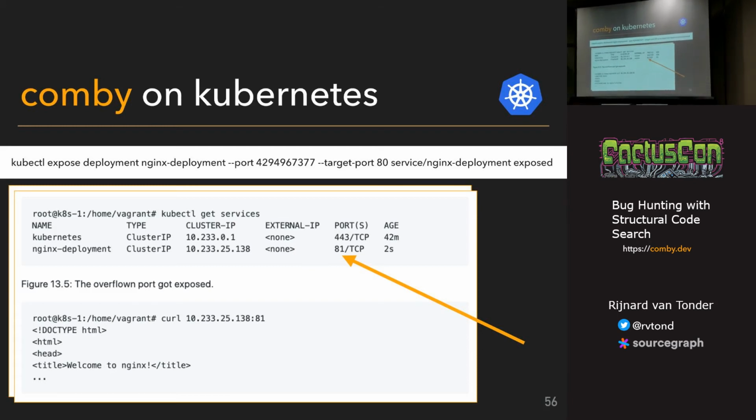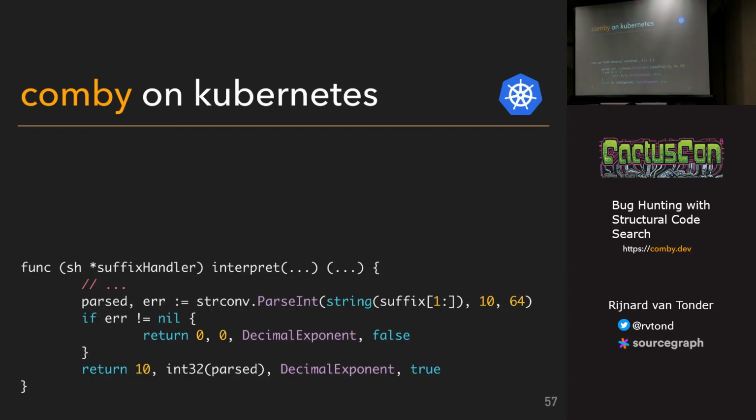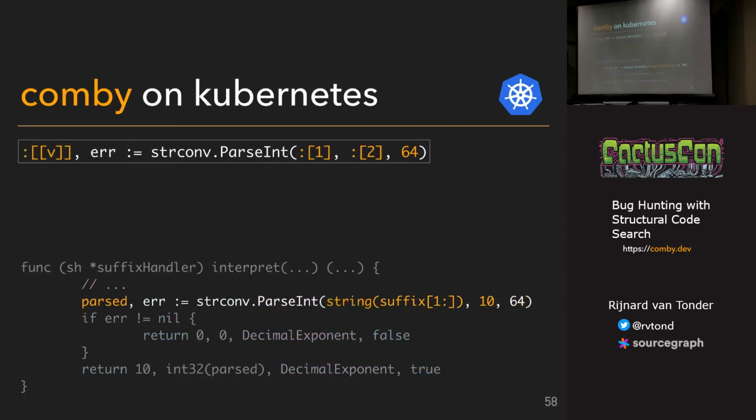So this is the sort of thing you want to avoid, right? It's just not good practice. And so how could we detect a pattern like this using Comby is the next part of what I want to talk about. So we have this function, parseInt. We're particularly interested here in calls of this function, parseInt, where the third argument is, for example, 64. So we know that we are parsing input, which we're going to treat as an integer with 64 bits.